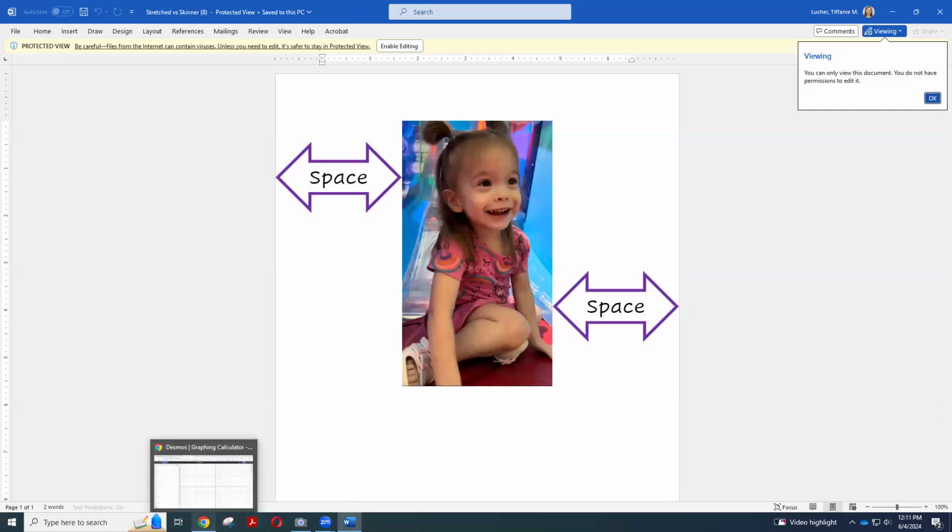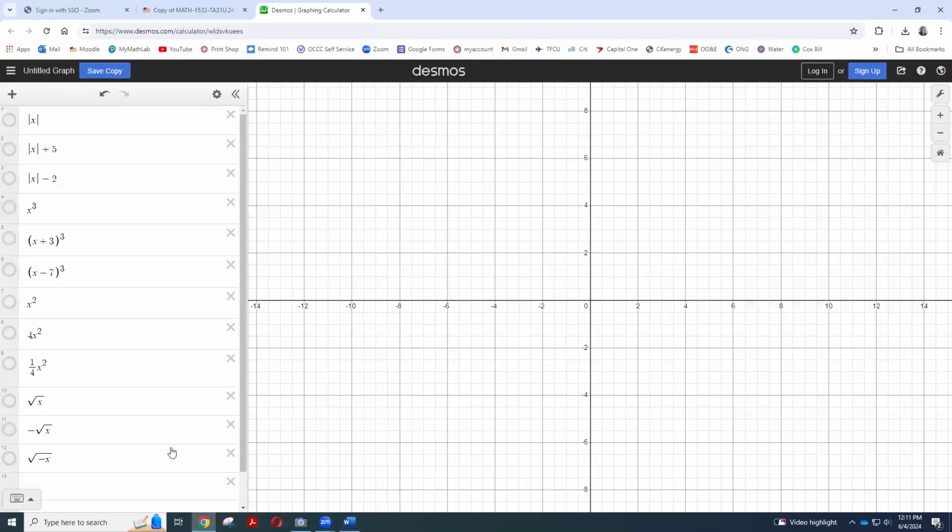Oops, wrong one, but that's my daughter, and isn't she adorable? We'll get to her in a second.